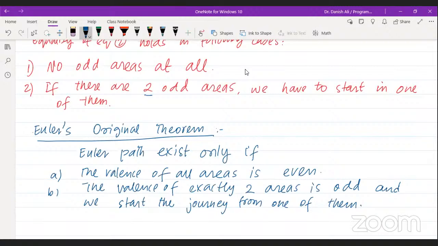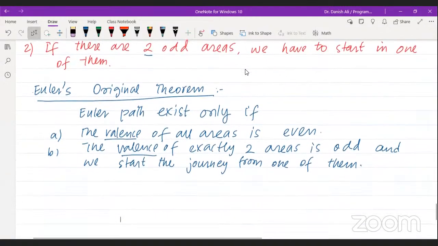तमाम areas की जो valence है, valence mean the number of connected bridges, is even, or the valence, I'm calling it MP or MQ, of exactly 2 areas is odd, and we start the journey from them. This is the solution Euler gives.